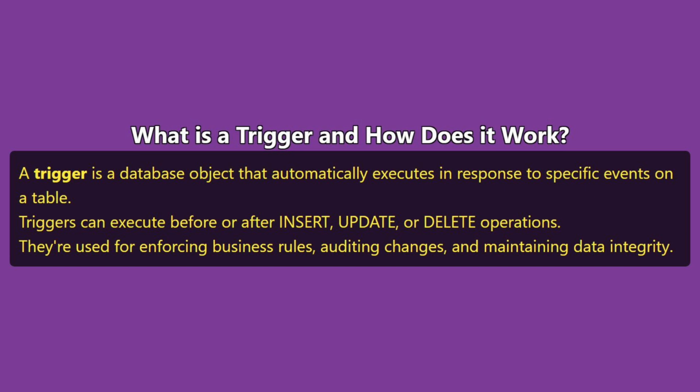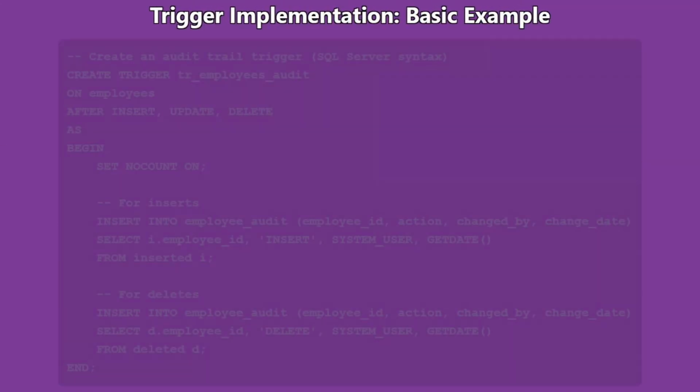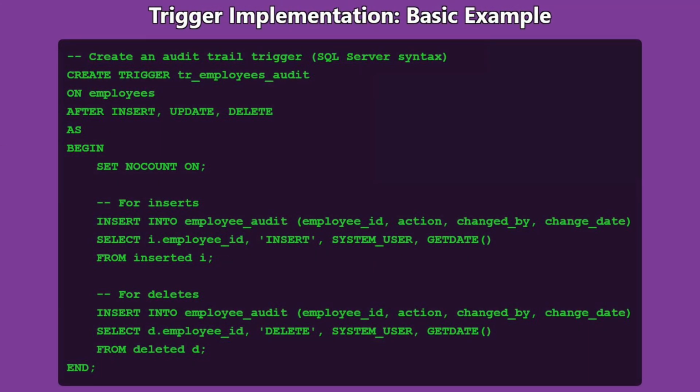Triggers can be configured to execute before or after insert, update, or delete operations, giving you precise control over data modifications. They serve three main purposes: enforcing complex business rules, creating audit trails for data changes, and maintaining data integrity across related tables. Here is a practical example of a trigger implementation using SQL Server.